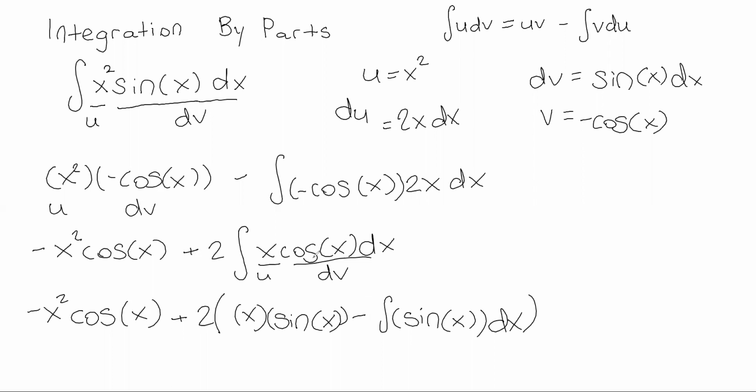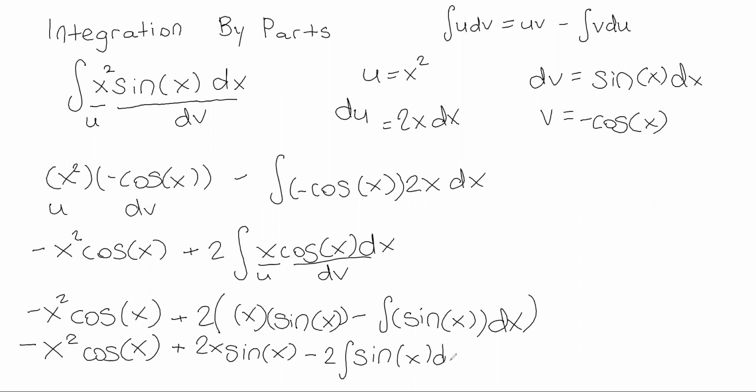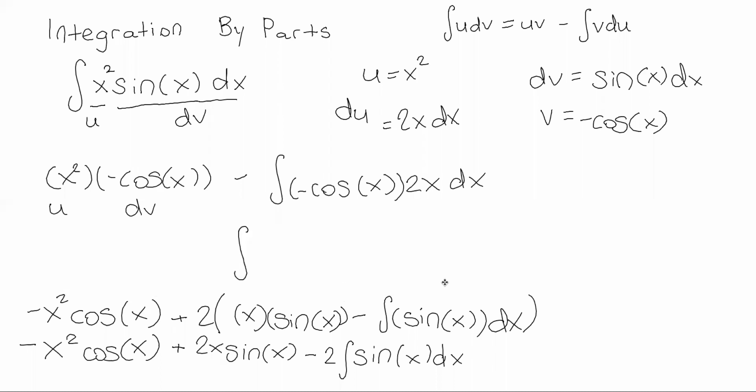But let's clean up what we have here for a second. Let's clean up, combine like terms, and distribute where possible. And then we're going to distribute this 2 to the second term as well. We're going to make this minus 2 times the integral of sine of x dx. And I'm going to erase some of the stuff we don't need anymore. Don't really need this intermediate step right here.